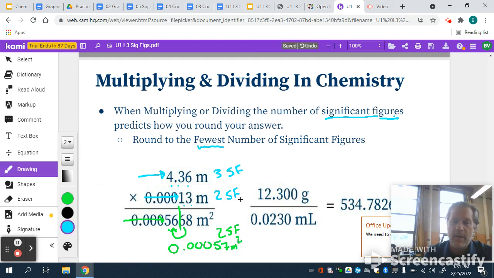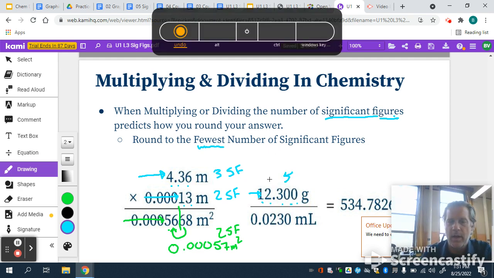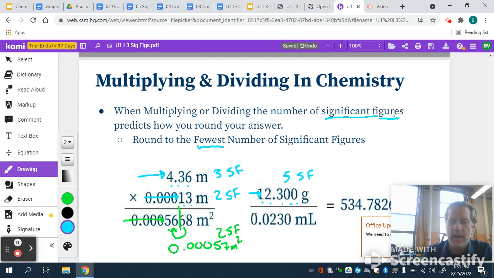And in my next problem, I have 12.300, which if I draw that arrow, because there's a decimal, I have 1, 2, 3, 4, 5. So I have 5 sig figs on top. And I've got 5 sig figs on top and another decimal on the bottom. So I'm going to draw coming in this way here, and it's 1, 2, 3. So I have, let's see, 3 sig figs on the bottom. So that tells me that my answer needs to be reported to have 3 sig figs.